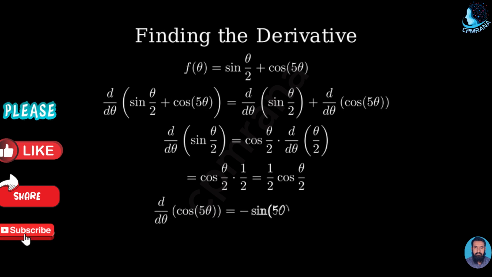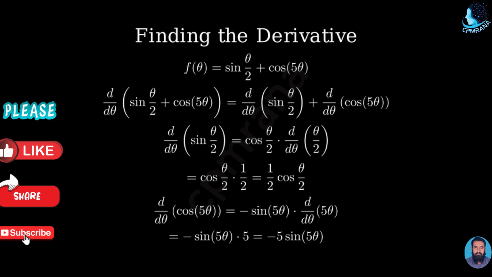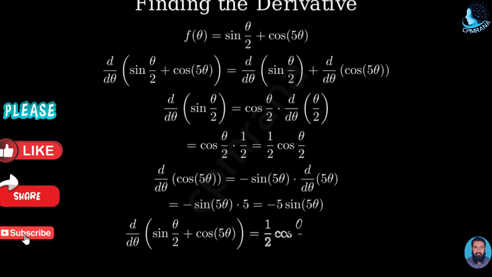Again, using the chain rule, we know that the derivative of cosine is negative sine, and the derivative of 5 theta with respect to theta is 5. So this gives us negative sine of 5 theta times 5. Now we can combine our results. The derivative of our original function is 1/2 cosine theta over 2 minus 5 sine 5 theta.